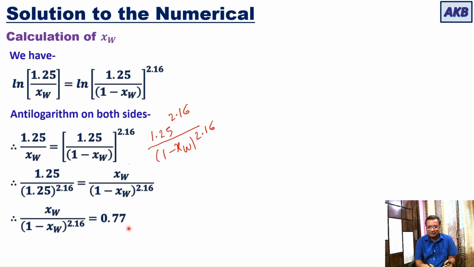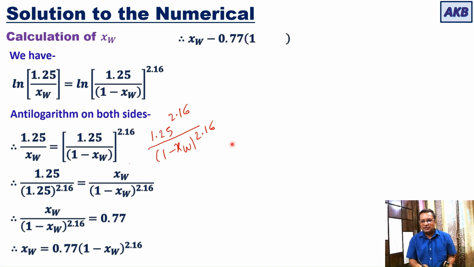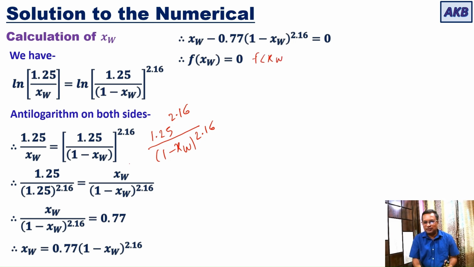So on this side, 1.25 divided by 1.25 raised to 2.16 is 0.77. So I'll rearrange it and then I'm writing this step. So xw divided by 1 minus xw raised to 2.16, that is equal to 0.77. That is xw is equal to 0.77 into 1 minus xw raised to 2.16. So again, I will write it in a different form. xw minus 0.77 into 1 minus xw raised to 2.16, that is equal to 0. So this is of the form f of xw is equal to 0, where f of xw is the function that we have obtained.